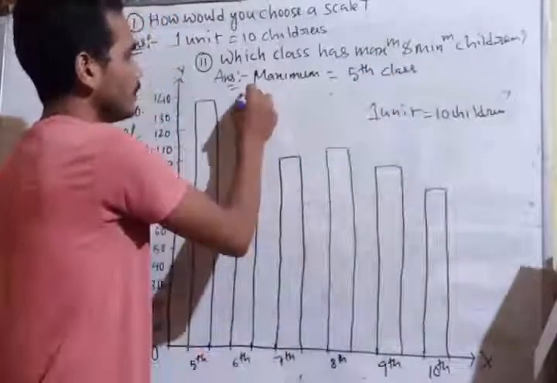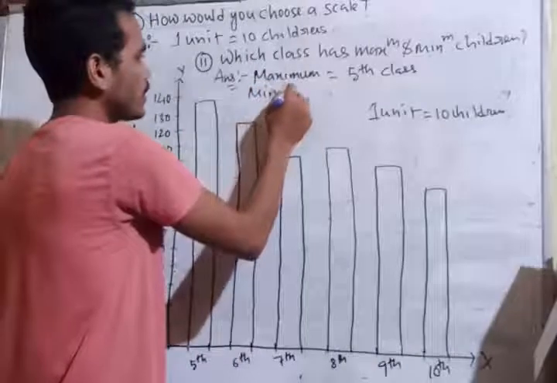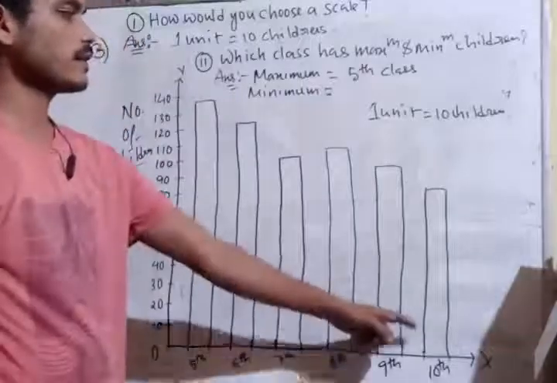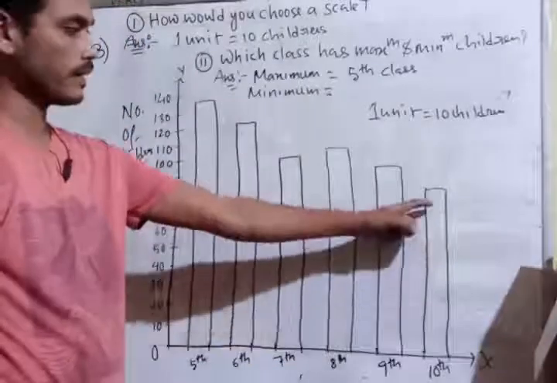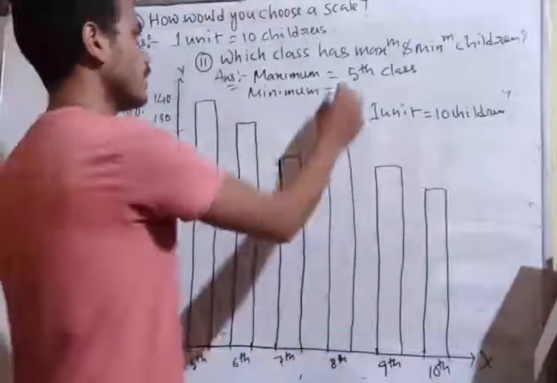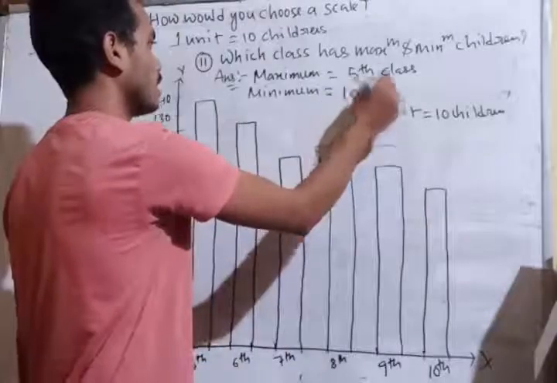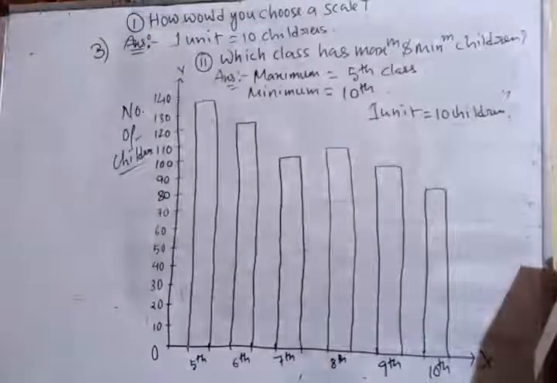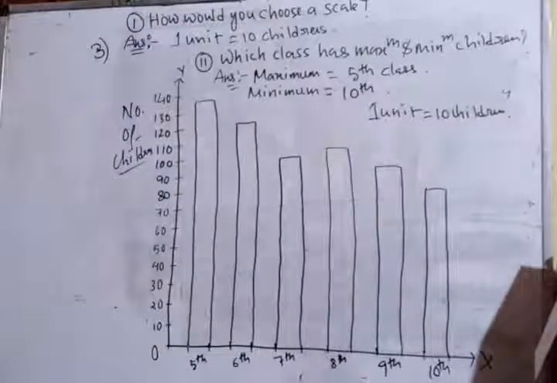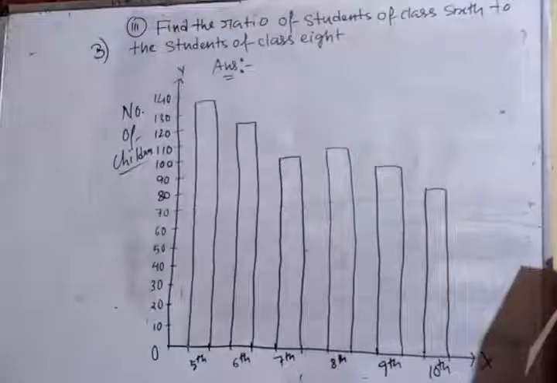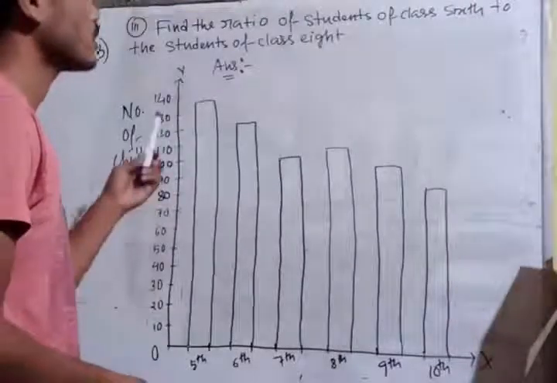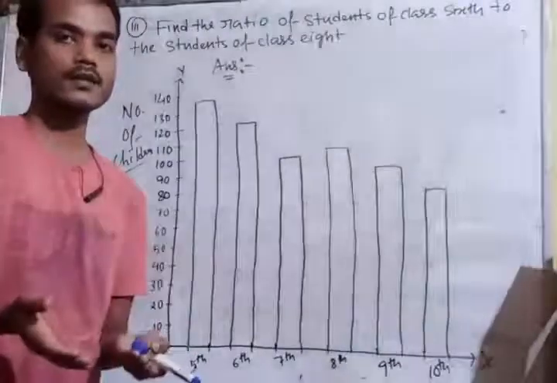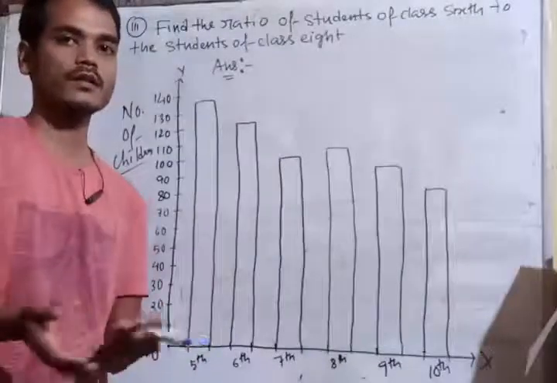And then minimum, in which class minimum children are there? You can see in 10th class, if you read this bar graph, in 10th class minimum students are there, so this is 10th. So this is your question number 1 and 2. Now let's see the question number 3. Now the question number 3 is, find the ratio of the students of class 6 to the students of class 8.